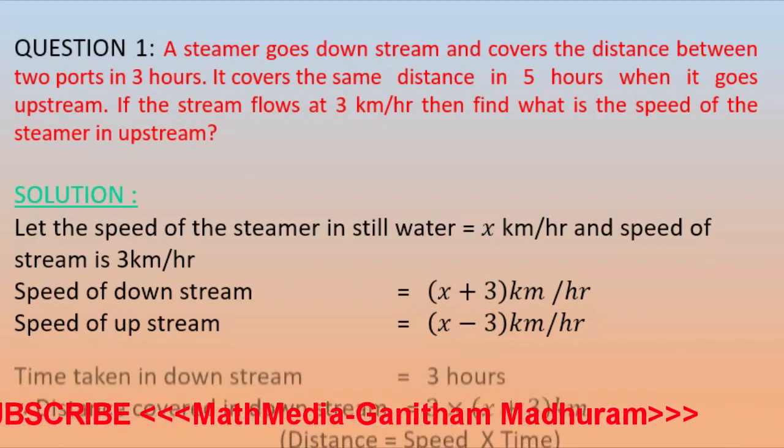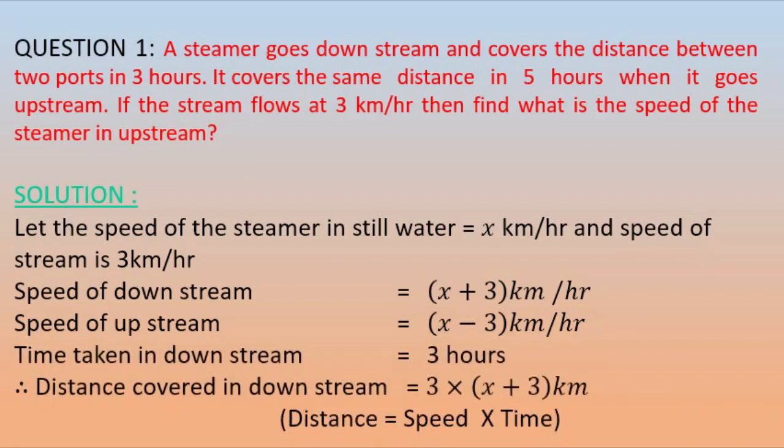Just opposite. Time taken in downstream equals 3 hours. Distance covered in downstream, that is between two ports, so the distance equals speed into time. Here the speed is x plus 3 km per hour and time is 3 hours. So the distance covered in downstream will be 3 multiplied by x plus 3 km.